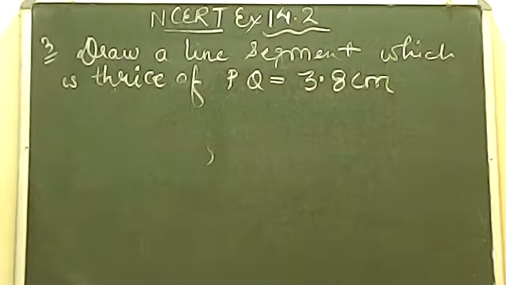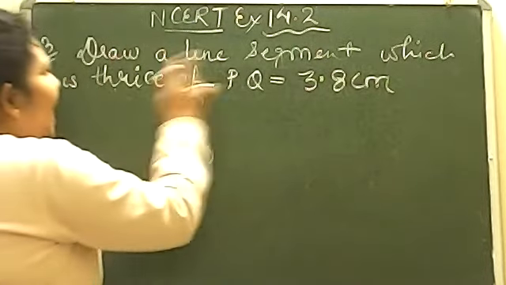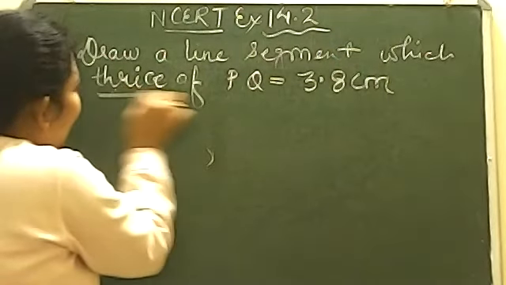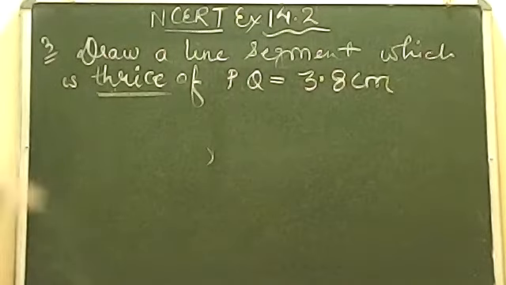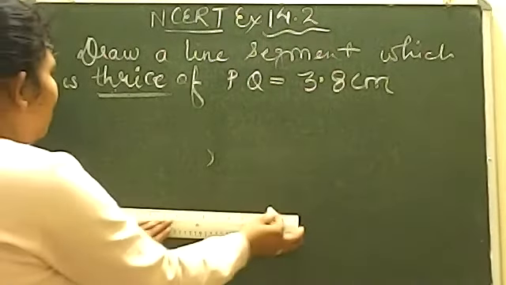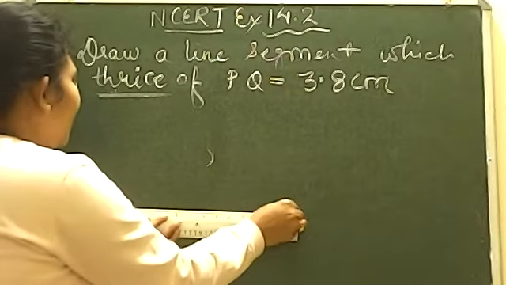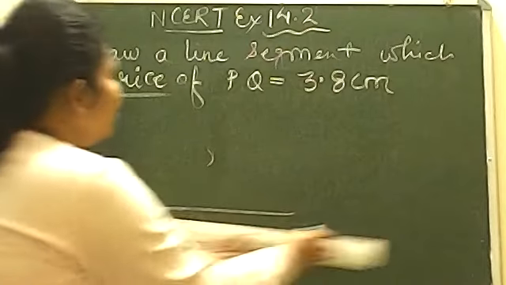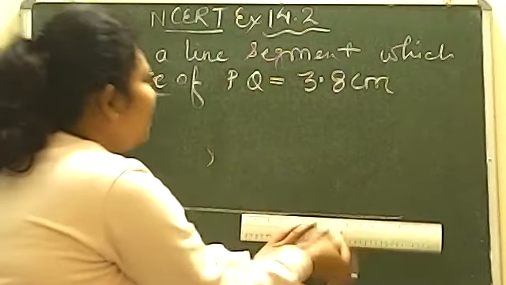Now, students, let's do the next pattern of the question. The same pattern. Draw a line segment which is thrice of PQ, 3.8 centimeter. So the first task: we will draw a line which will be a little longer in length, without measuring it.